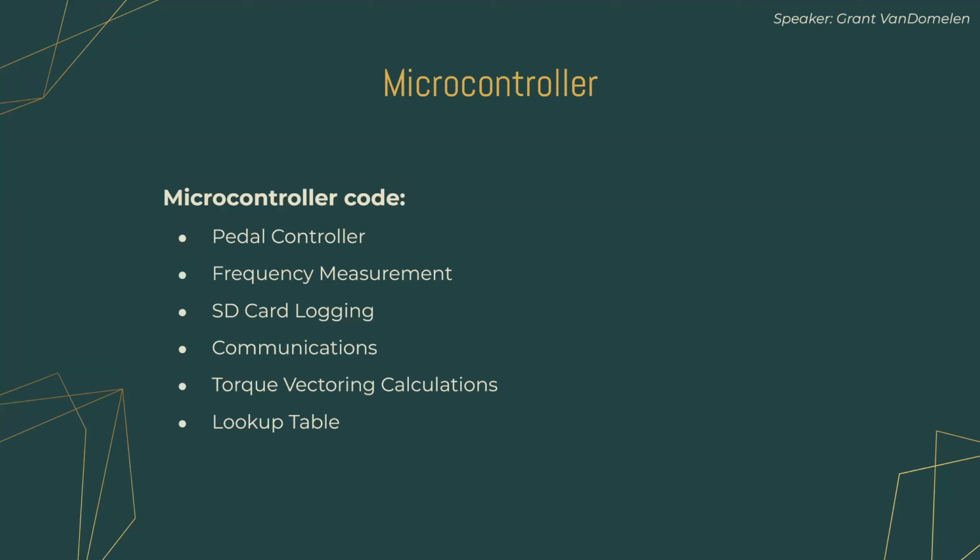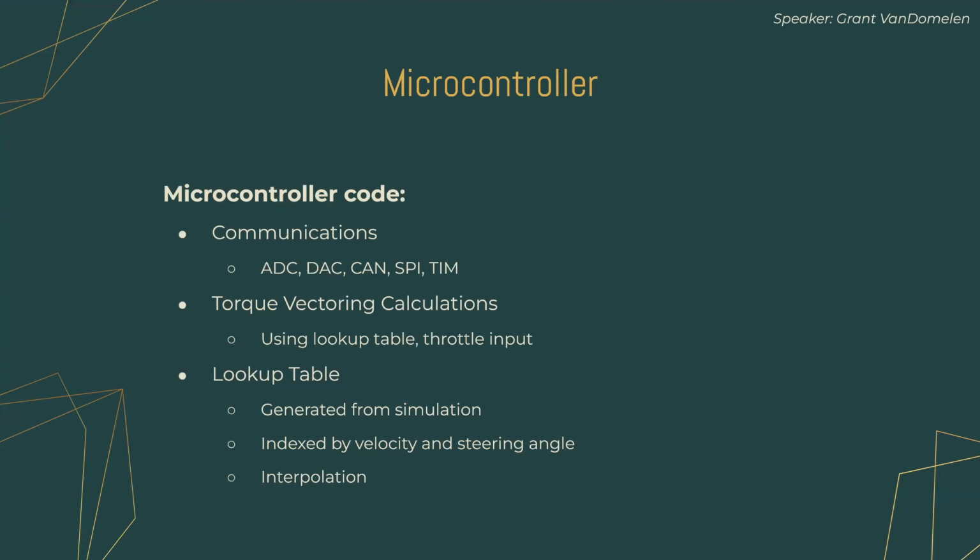Another important aspect of our project was the microcontroller code. The microcontroller code is the code that would actually be running in real time on the car during competitions or whenever it's being driven. It consists of several major parts, including the pedal controller, frequency measurement, SD card logging, communications, torque vectoring calculations, and the lookup table.